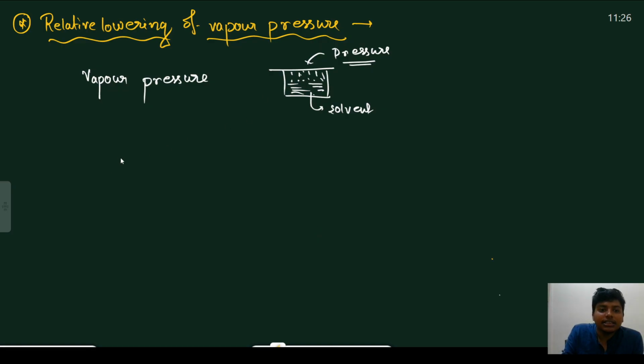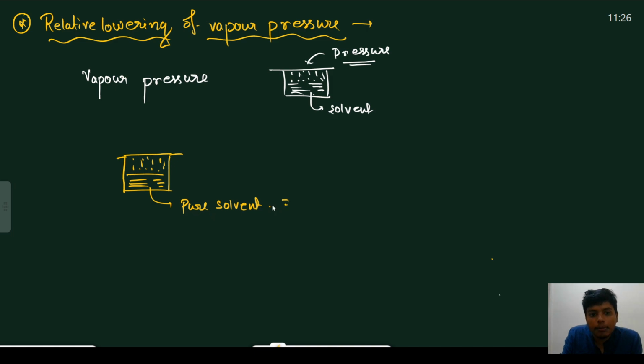Now, when there is pure solvent, listen. This is pure solvent. Now, let's suppose the pure solvent has a vapor pressure. Like pure water is there. Let's say the vapor pressure of pure solvent is P naught. P naught of solvent. Clear?